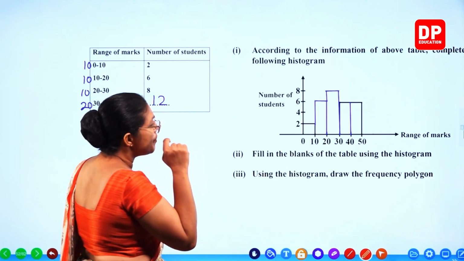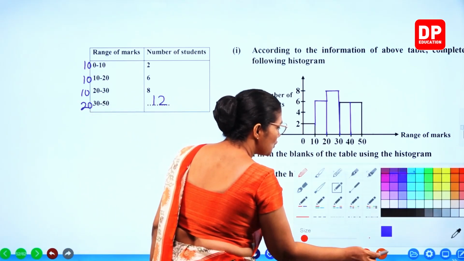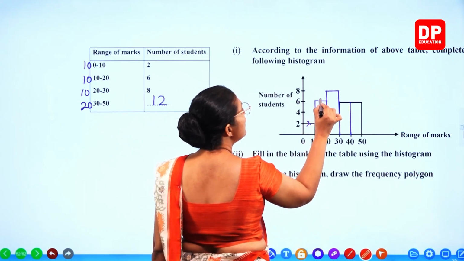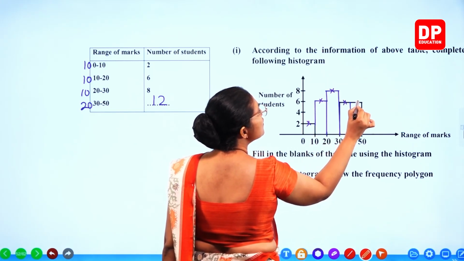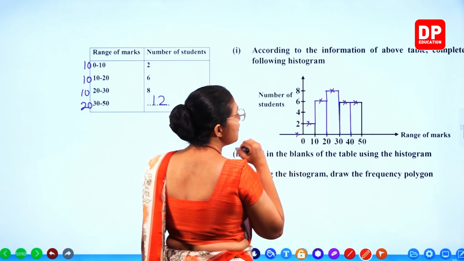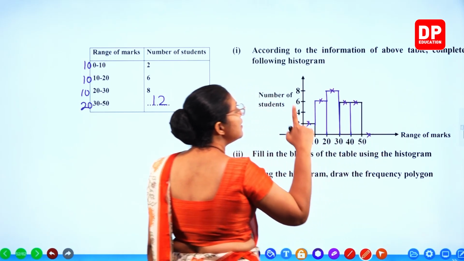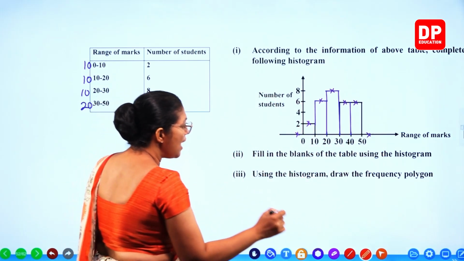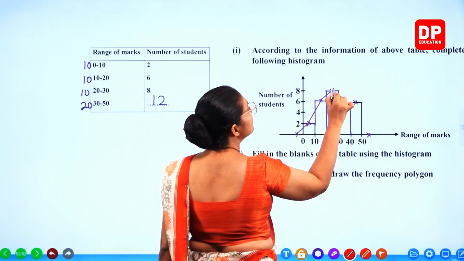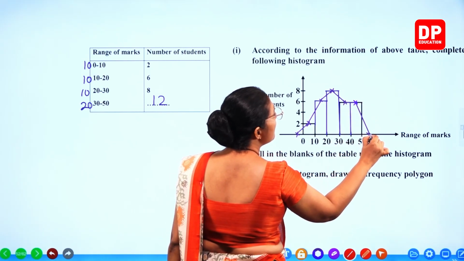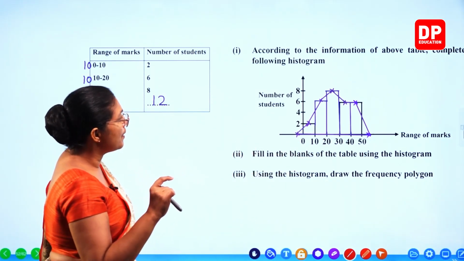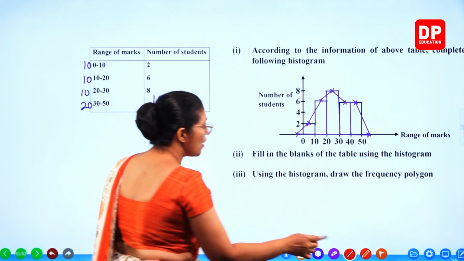Then using the histogram, draw the frequency polygon. How do you draw the frequency polygon? You mark all the midpoints of the bars. Mark the midpoint of the previous interval and the interval after. Then you can connect all the midpoints, and make sure that you connect these 2 points as well, because it's a polygon, a closed figure. So that's the frequency polygon.